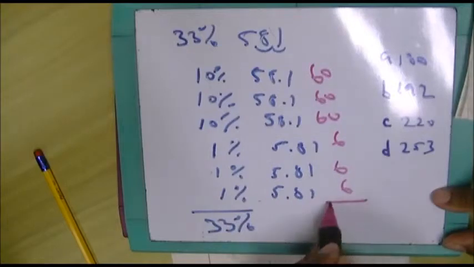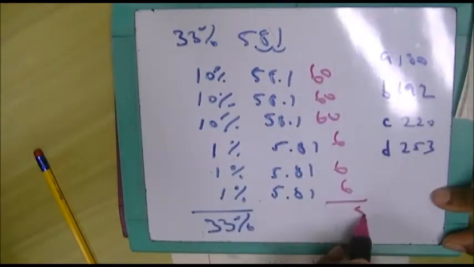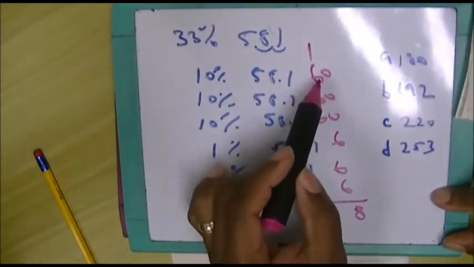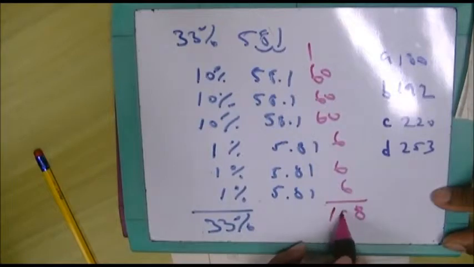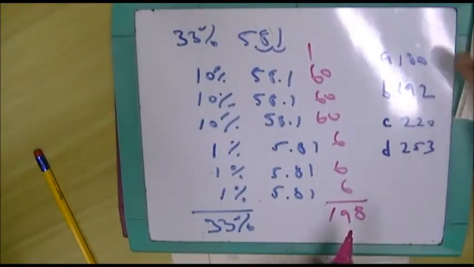Okay, so when I add these up, instead, I'm going to have 6 and 6 is 12, and 6 more is 18. That's 8, carry my 1. 6, that's 18, 19. That's 198. Now, I come up with 198. That's not one of the choices.